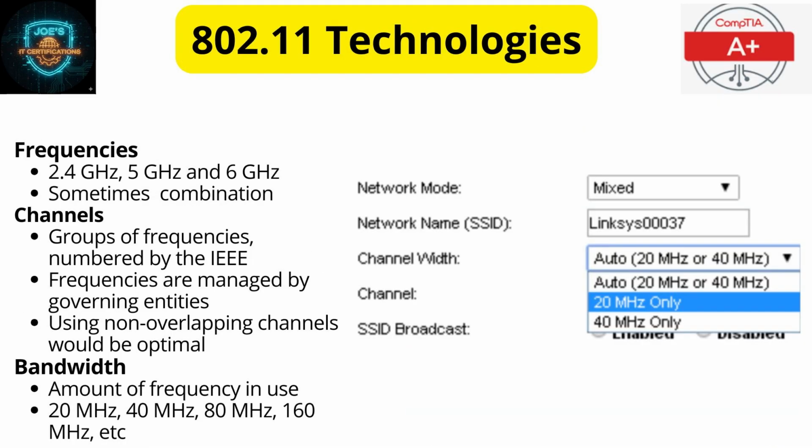Our Wi-Fi networks have a number of different frequencies that they might use to be able to facilitate this communication. And different standards of Wi-Fi use different frequencies. Most Wi-Fi networks will use frequencies in the 2.4 gigahertz range, the 5 gigahertz range, and the 6 gigahertz range. And some access points and devices can communicate across multiple ranges simultaneously.